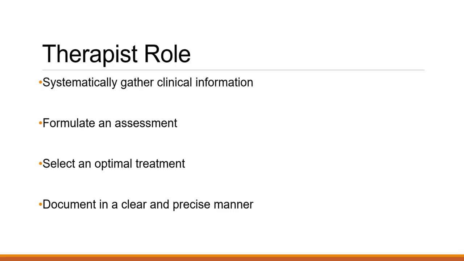Now, the therapist's role is to systematically gather clinical information. You have to assess your patient and gather the information that is needed. Then you formulate an assessment. What is it that I need to assess? Based upon that assessment, what is the optimal treatment for the patient and for the disease process that is presenting? And finally, you need to document all of this in a clear and precise manner so that everyone can follow what you're doing, what the goals are, and what the outcomes are.